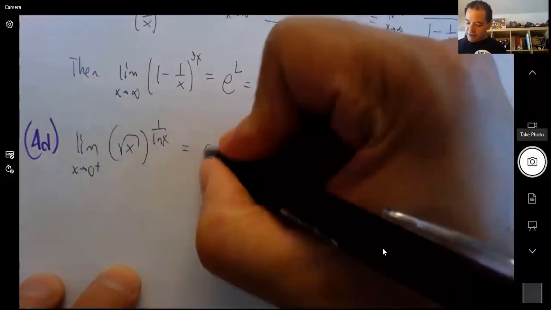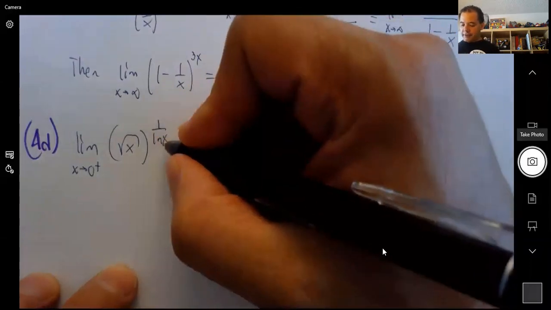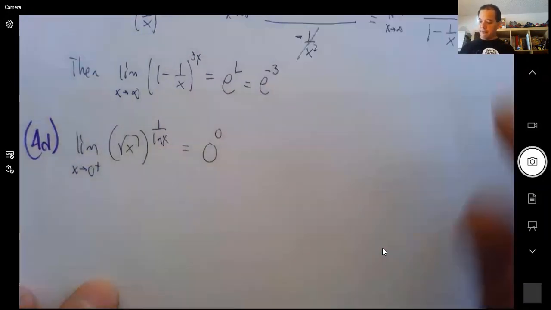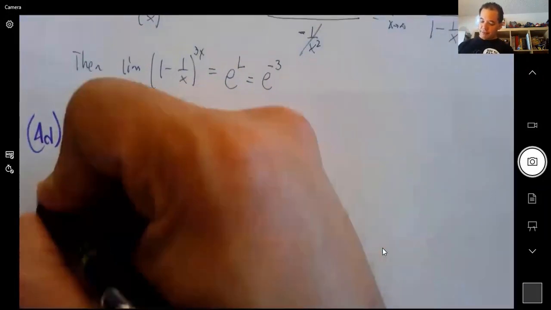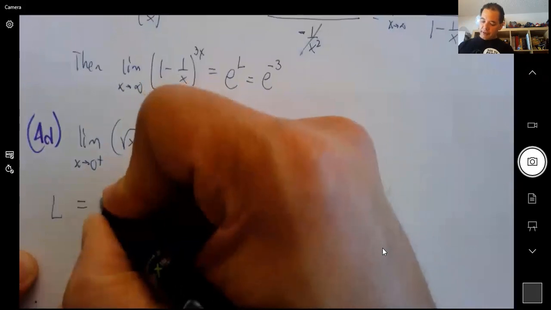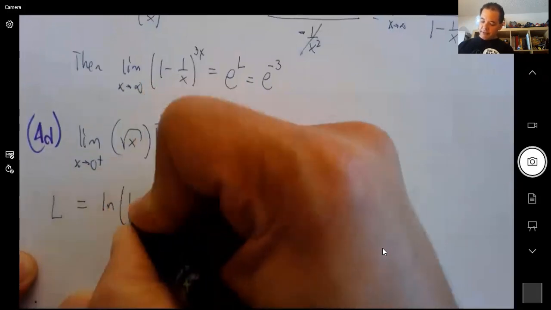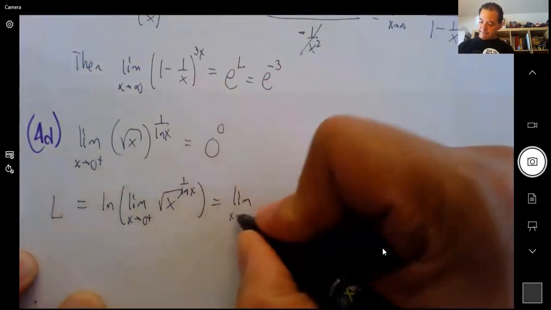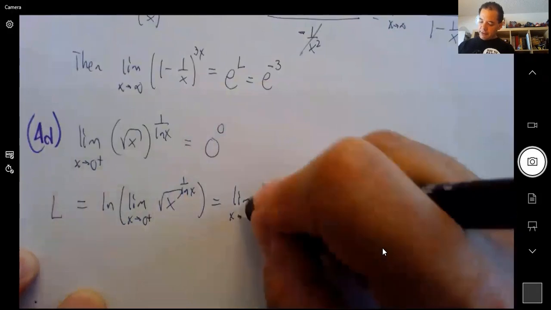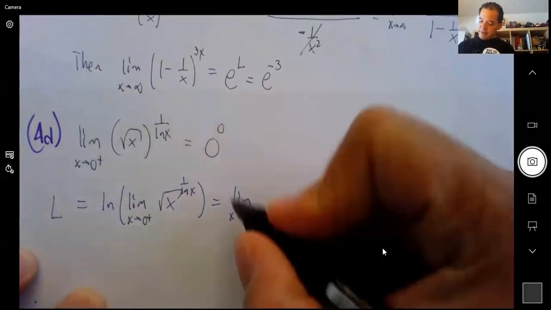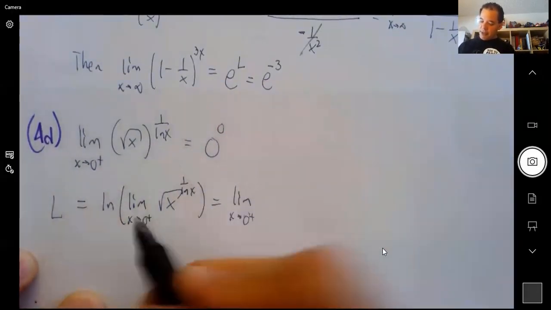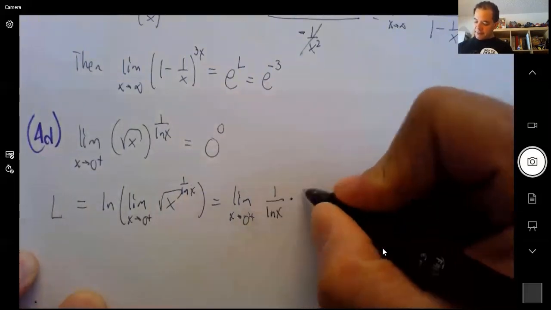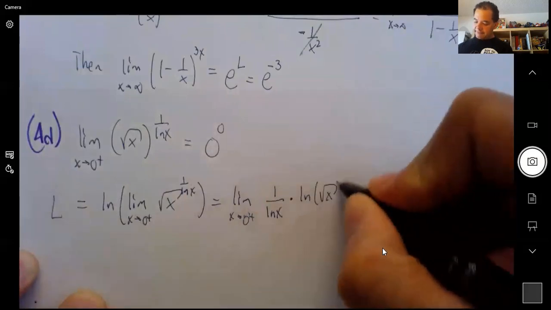So this one is 0 to 1 over ln x. This approaches negative infinity. So 0 to the 0, I'm sorry. And so, as before, L will be the ln of that limit, which is 0, my bad. Which, like we said, means this exponent can come out. So it's going to be 1 over ln x times ln of root x.